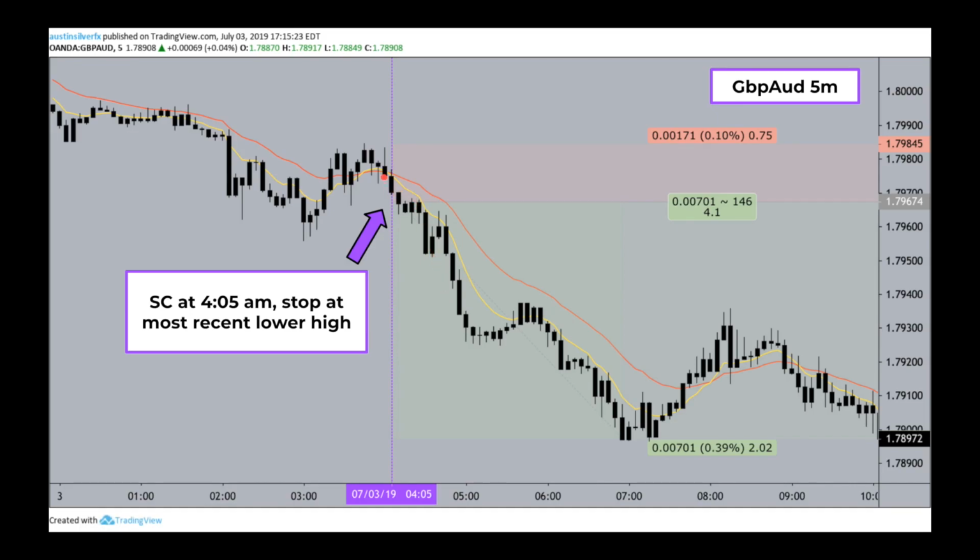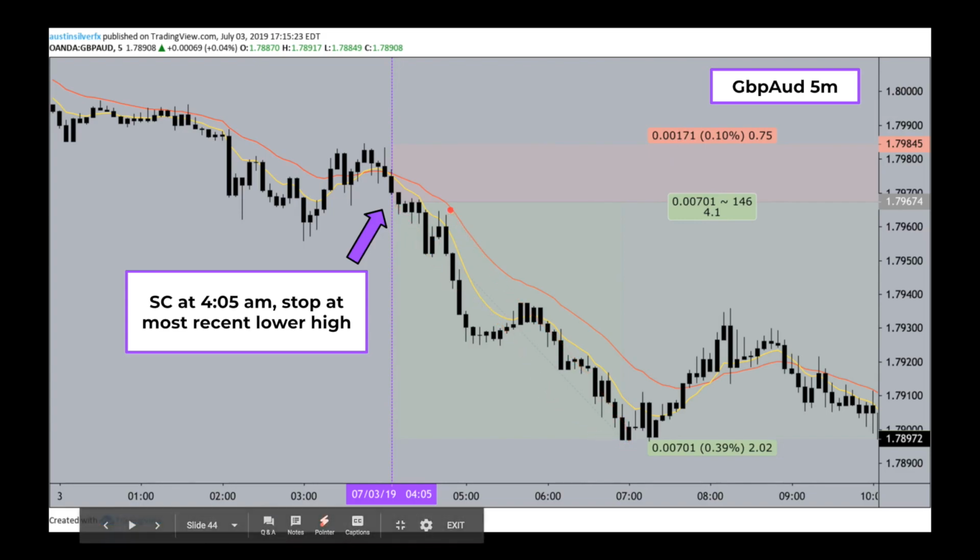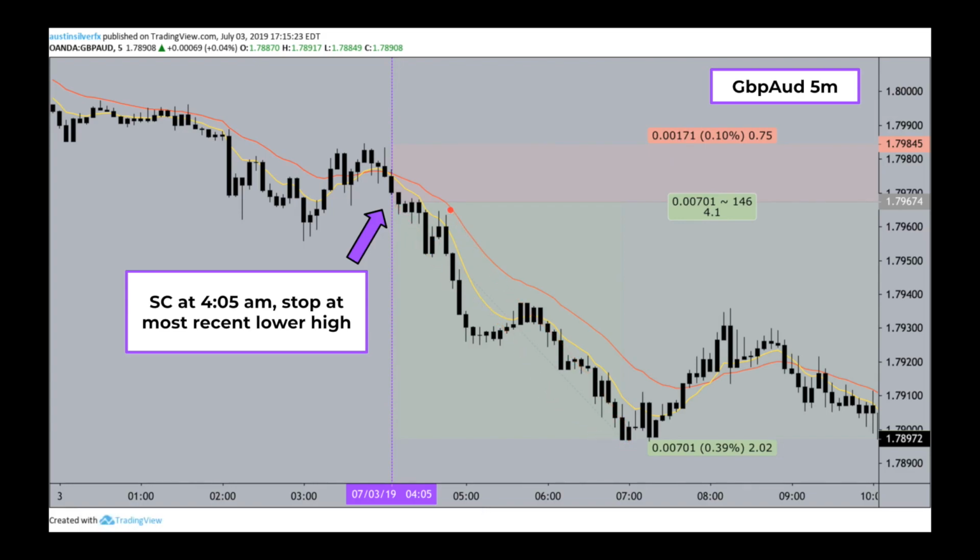4 o'clock in the morning, it's a beautiful shift candle down. After being in a downshift for a long period of time, it shifts up, tries to go higher. It can't. Shifts back down. That's your entry. Stop at the most recent lower high, so about 17 pips, and this ends up falling 70 pips and never touches the 21 EMA. So when you find volatile pairs, you will very often see moves like this. How do you take advantage of all 70?